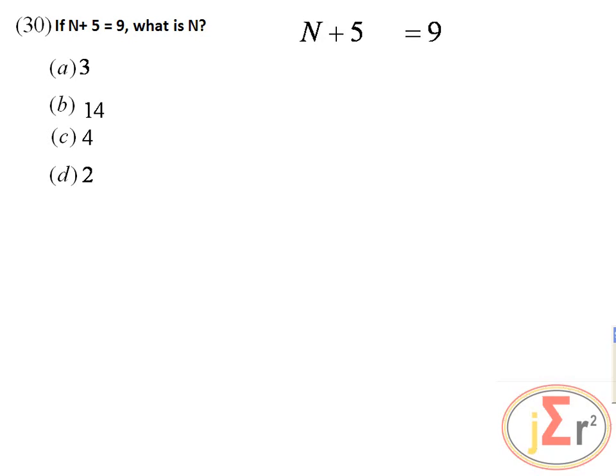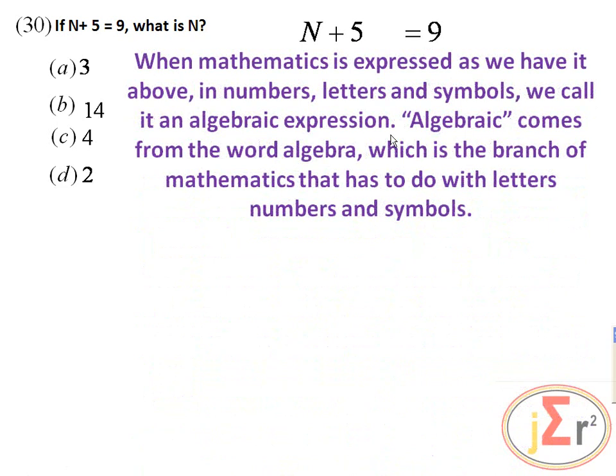So if n plus 5 is equal to 9, what is n? So there we have it. n plus 5 is equal to 9. When mathematics is expressed as we have it there, in numbers, letters, and symbols, we call it an algebraic expression. Algebraic comes from the word algebra, which is the branch of mathematics that has to do with letters, numbers, and symbols. So when we have expressions expressed in numbers, letters, and symbols, that one is an algebraic expression.